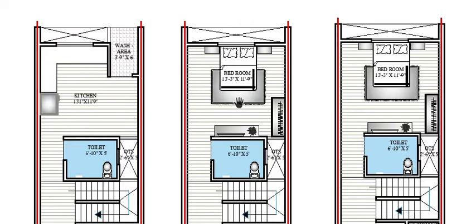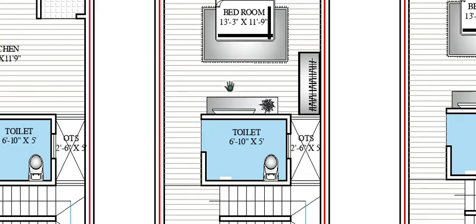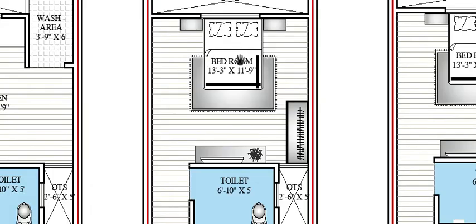So as you can see, the below floor, which is the first floor, has the kitchen, and the upper floor has the bedroom. So as you can see here, you are entering. This is the attached toilet, which is the same as on the other floor. This one is the bedroom. This one is the TV unit.